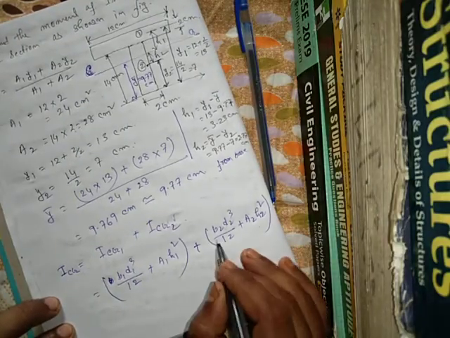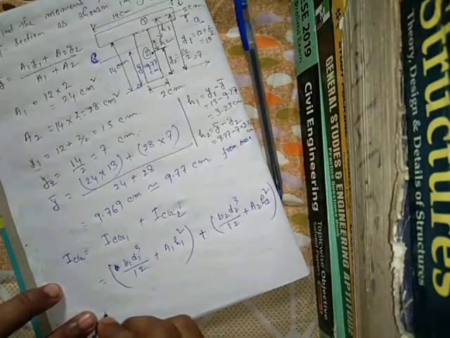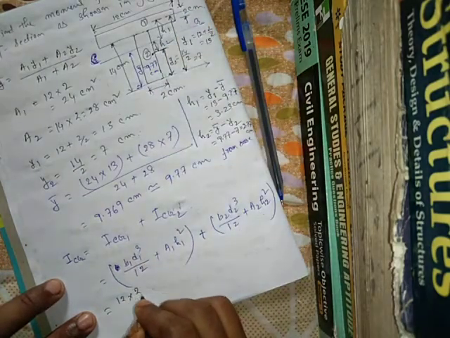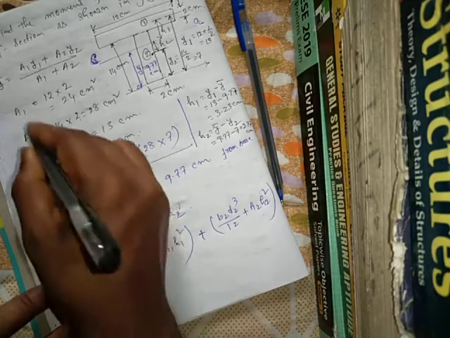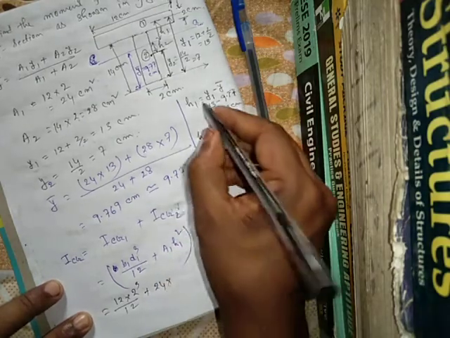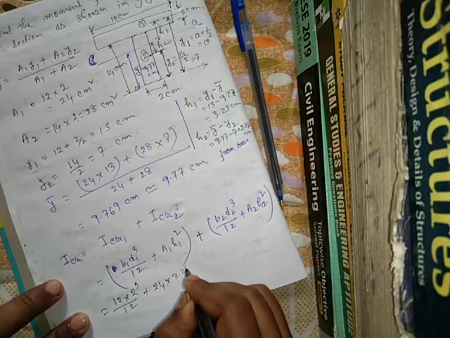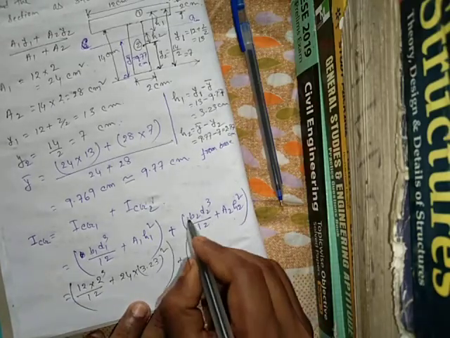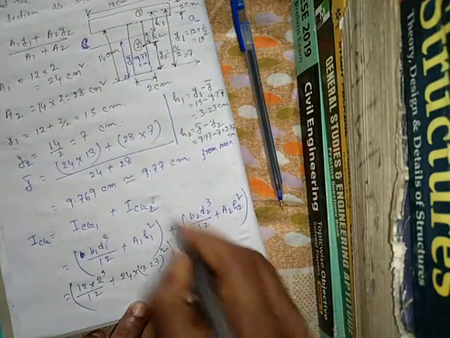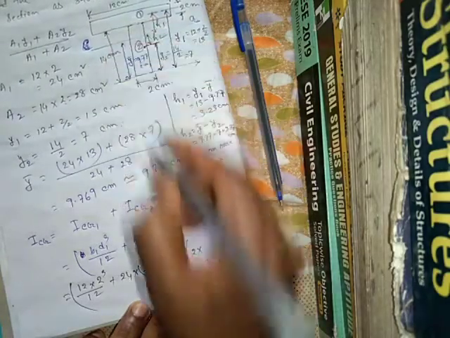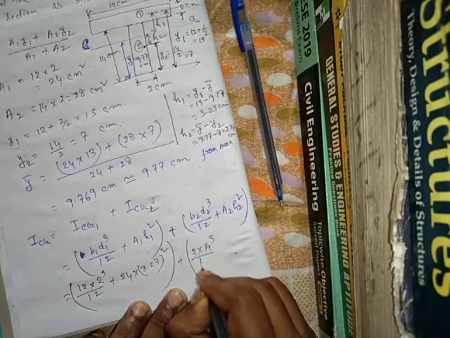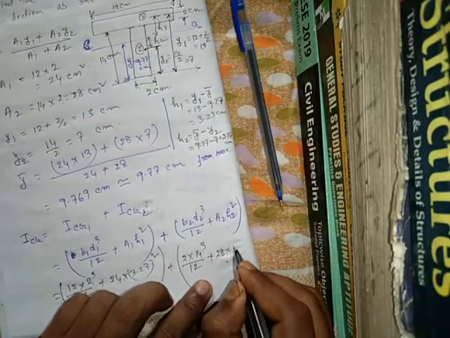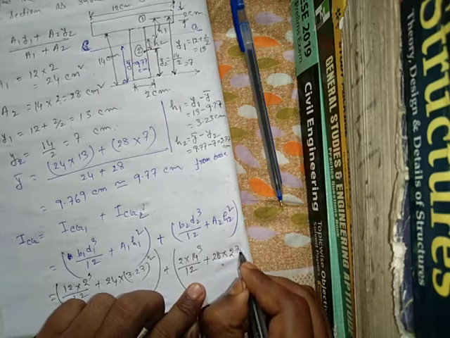Now put all the values in this equation. B1 equals 12, D1 equals 2, so 2 cube divided by 12, plus the area of section 1, which is 24, into H1 for section 1, 3.23 square, plus B2 equals 2 and D2 equals 14, so 14 cube divided by 12, plus the area of section 2, which is 28, into H2, 2.77 square.